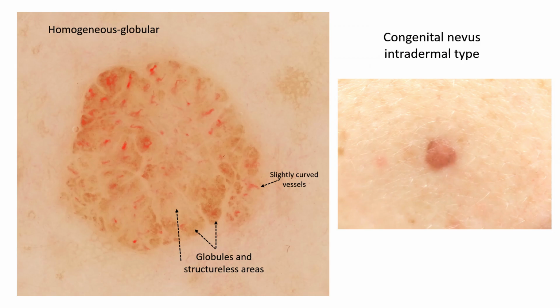Homogeneous globular. There are some structureless areas and globules, and equally important are the slightly curved vessels, which are very characteristic of congenital nevi intradermal type.